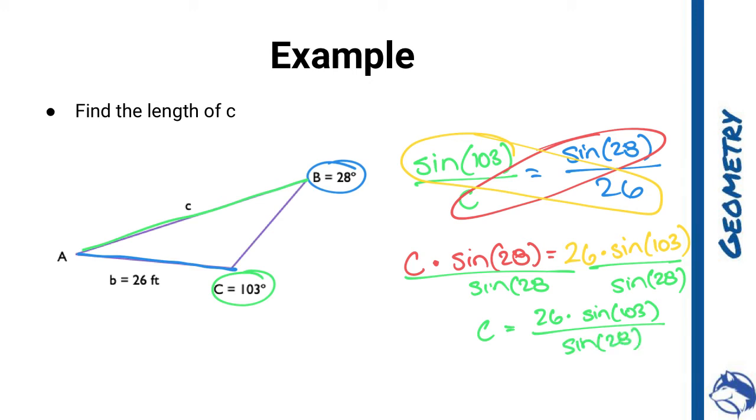And I enter it right into my calculator just like that, so I don't have to worry about any weird numbers. So when I do that, I do 26 times the sine of 103, close the parentheses, divided by sine of 28, close those parentheses. And what I get is 53.96.